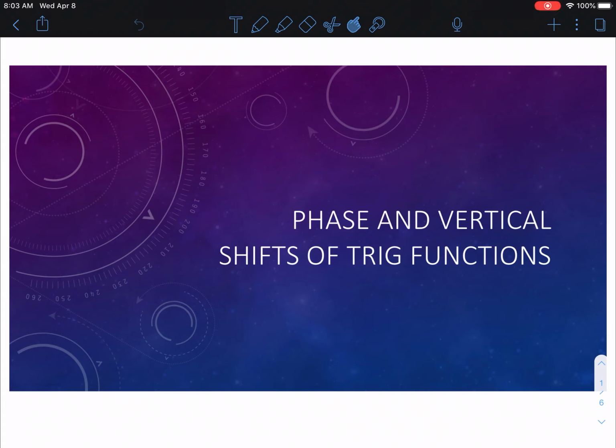Okay, so we've already talked about how we can change the period and amplitude of trig functions. Today we are going to talk about how we shift trig functions. We can do a phase shift and a vertical shift, and we'll talk about what those are in this lesson.